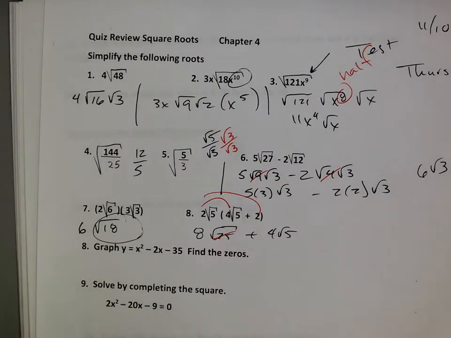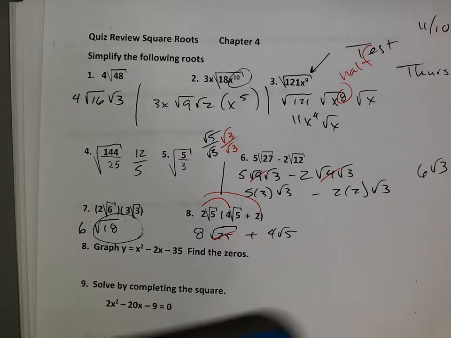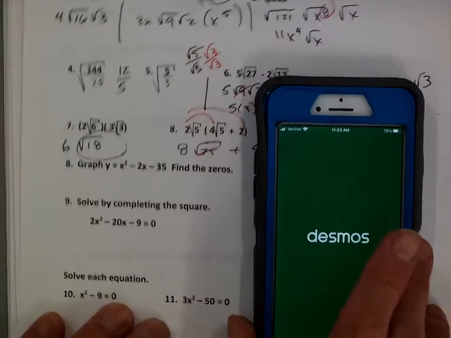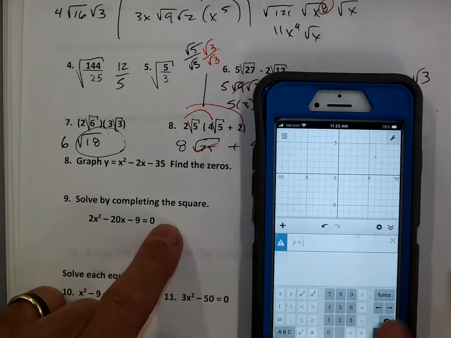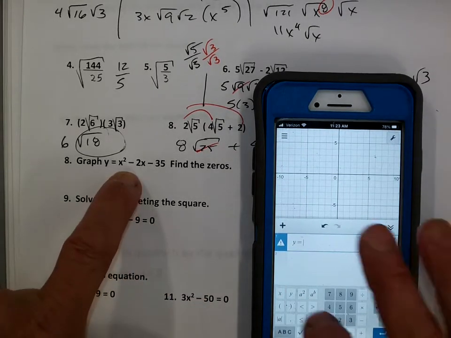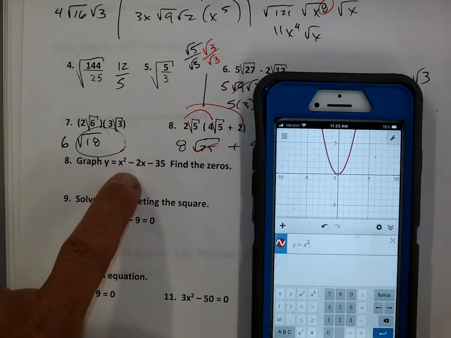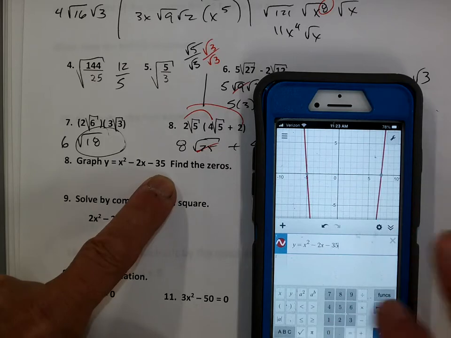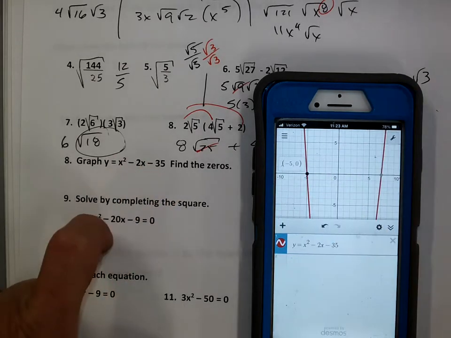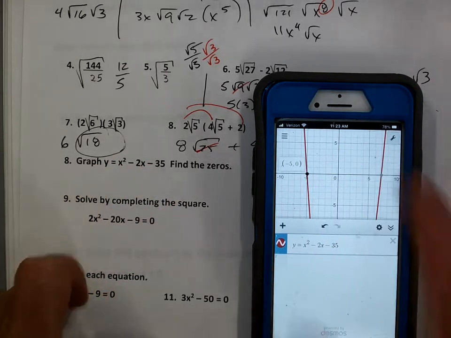Okay? Number 9, it says by graphing. So, okay, let's see. I probably have on my calculator, I'm pretty sure I have Desmos. I like Desmos. So if I go to Desmos on my calculator, okay, I would type in y equals x squared minus 2x minus 35. What I'm looking for is that answer and that answer.